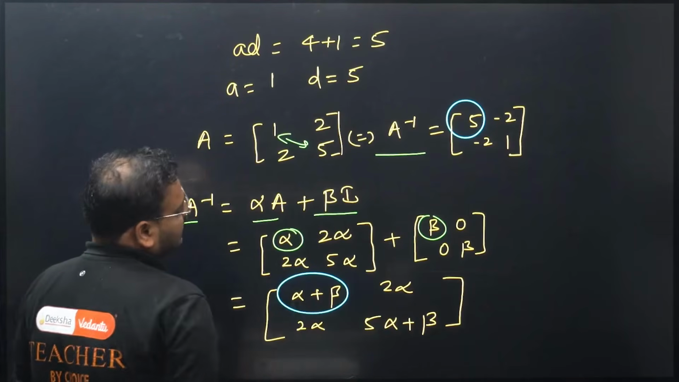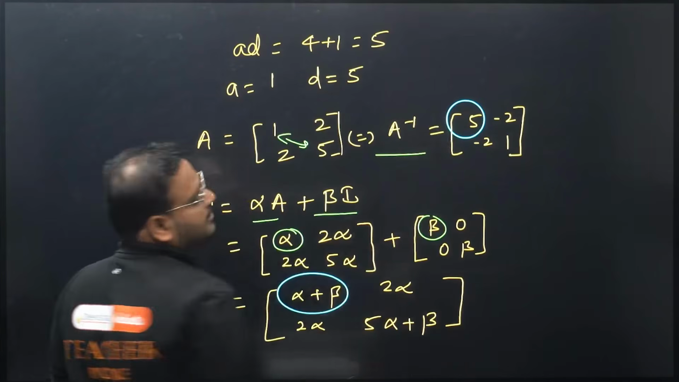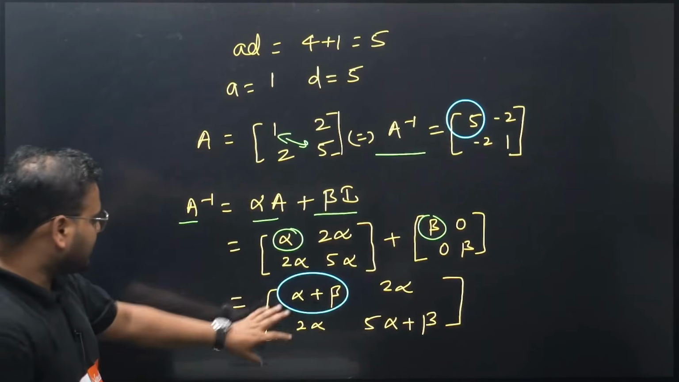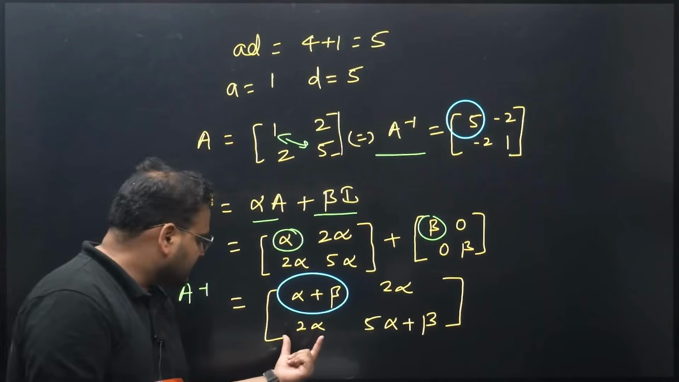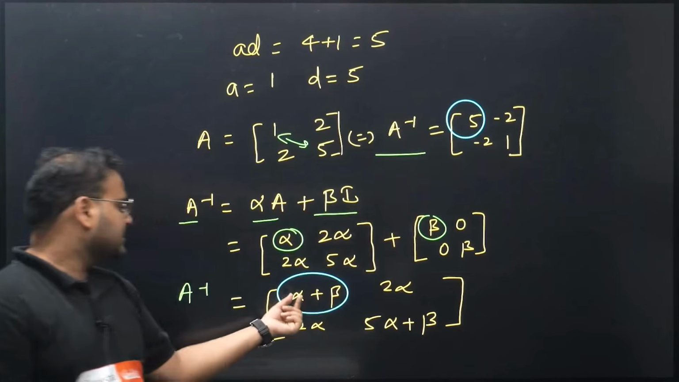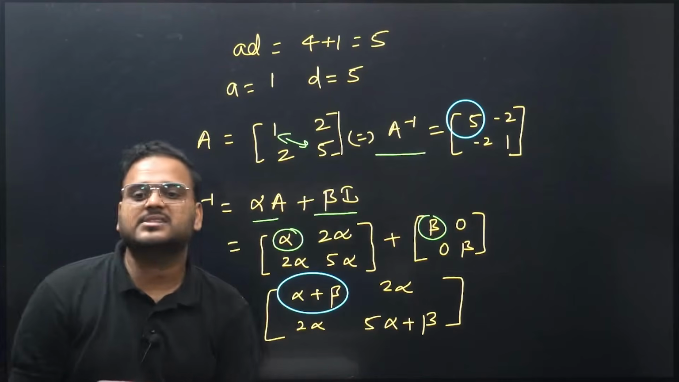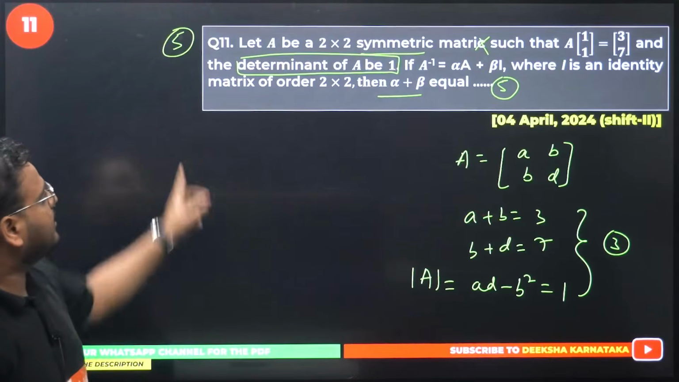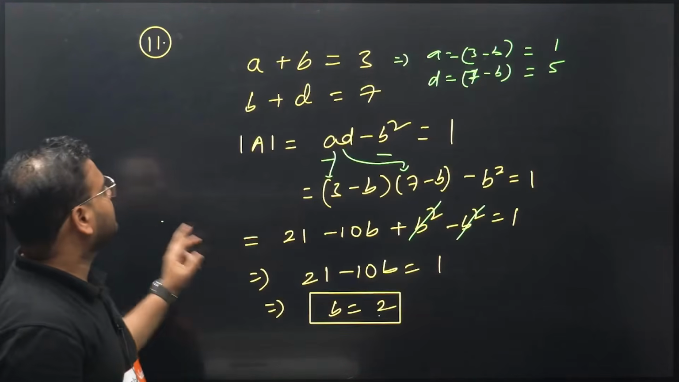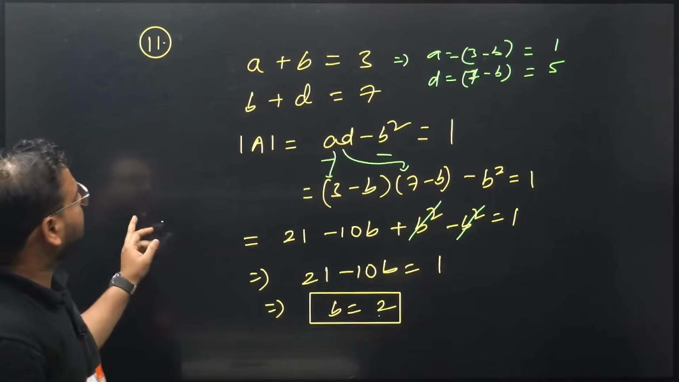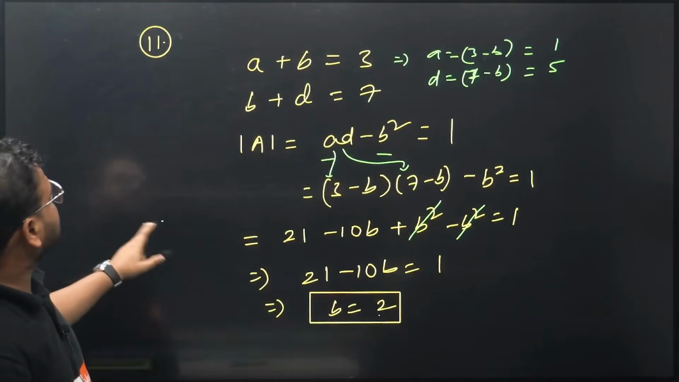Sum is that, and that is equal to what? In the inverse, please check. This is my value of A inverse. Compare this with that. What are you getting? The sum of alpha plus beta is simply coming out as 5. I have given you the answer already. The answer is 5. Again, an integer type question, a numerical type answer. So this is correct.